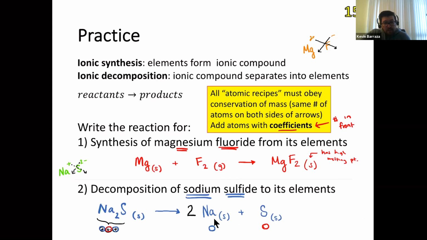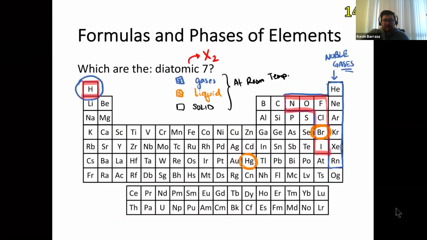So as far as a recipe goes, it tells me that if I take a mole of sodium sulfide, I will get 2 moles of sodium and 1 mole of sulfur. And then as far as where my phase labels go, remember the easiest thing is every element is solid, except for the gases, which are pretty much this little corner and hydrogen. And then there are only 2 liquids. Everything else is solid.